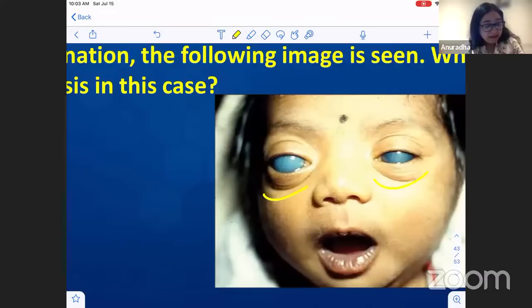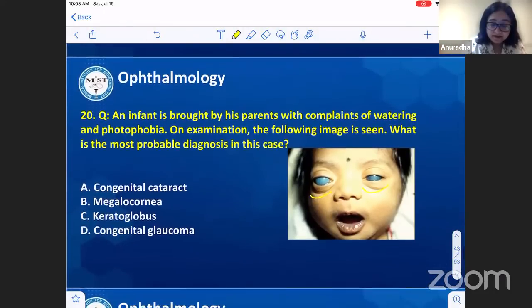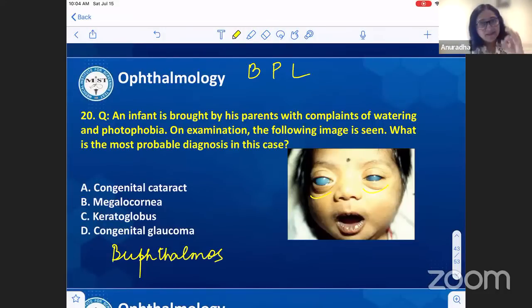You are seeing a big sized cornea. In this particular picture, the cornea is hazy also. So classical symptoms, classical signs. What are the classical symptoms? BPL: blepharospasm, photophobia, lacrimation. That is the classical triad of symptoms occurring in the child. Large sized eyeball with large cornea. Okay, so sometimes the students can confuse how to differentiate between megalocornea and congenital glaucoma. In congenital glaucoma, the eyeball is also big in size, not only cornea. So that is why it is called buphthalmos, big sized eyeball, like a bull or buffalo, buphthalmos. Okay. So when there is big sized eyeball with large sized cornea, then it is congenital glaucoma.